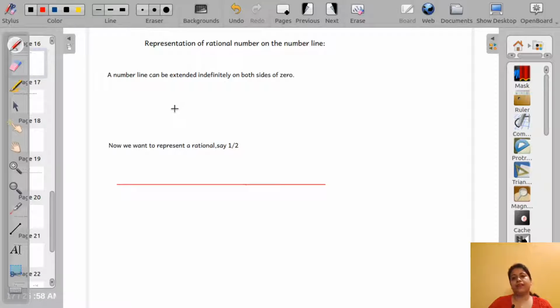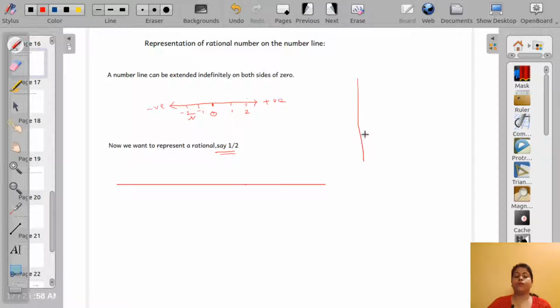Now we know that a number line can be extended on both sides of 0. Suppose this is the number line and let us mark this part as 0. Then we can extend this line on both sides, that means this is the positive side and this one is the negative side of the number line. Then we can represent 1, 2, and on this side it will be -1, -2, like this. So coming to the topic, we want to represent a rational number, say half.